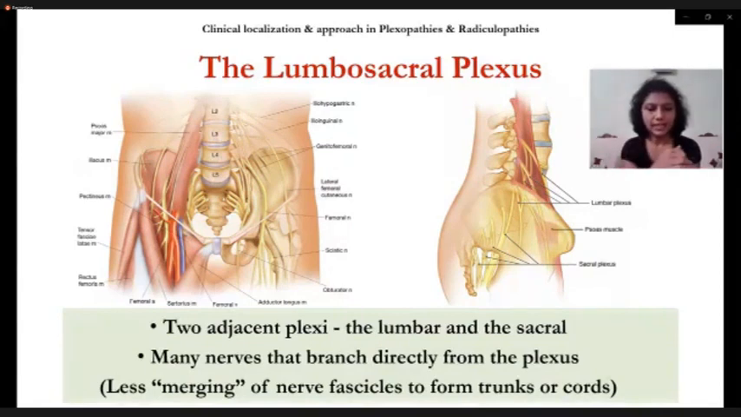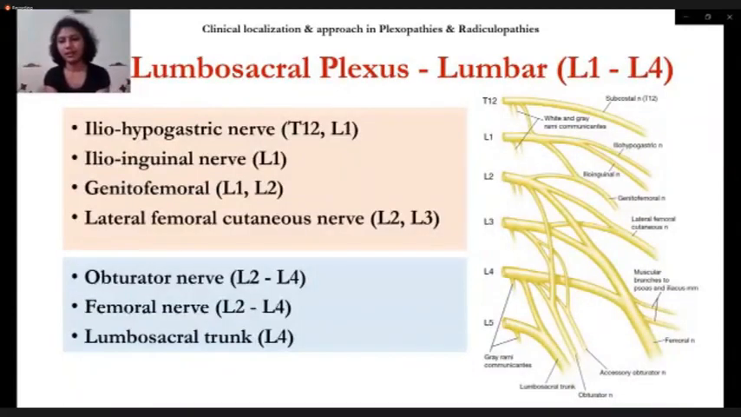Even though there is less merging of the nerve fascicles, the lumbosacral plexus is complex enough, in that there are many nerves that branch directly from the plexus. The lumbar plexus gives off the following nerves: the iliohypogastric nerve, the ilioinguinal nerve, the genitofemoral nerve, and the lateral femoral cutaneous nerve. There are the two large branches, that is the obturator nerve and the femoral nerve, and the L4 also contributes to the lumbosacral trunk that joins the lower roots to form the sacral part of the lumbosacral plexus.